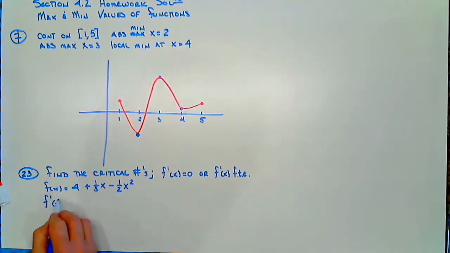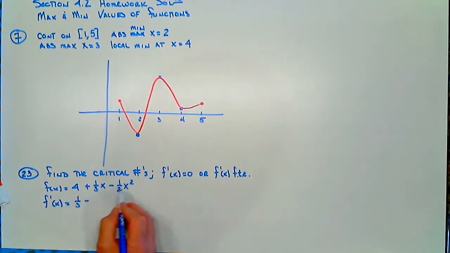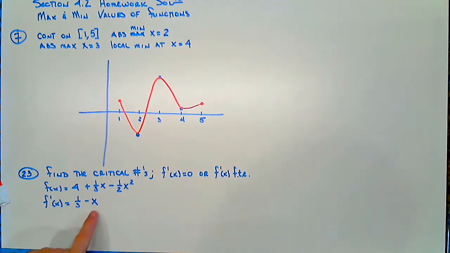So I'll need the derivative of that. F prime of x in this case is going to be 1/3 minus, we bring down the 2 and we get 2 divided by 2, so that's going to be 1. So 1/3 minus x. Well, that's a fabulous derivative because first of all it's linear, so it only has 1 zero. And it never fails to exist because it's a polynomial.